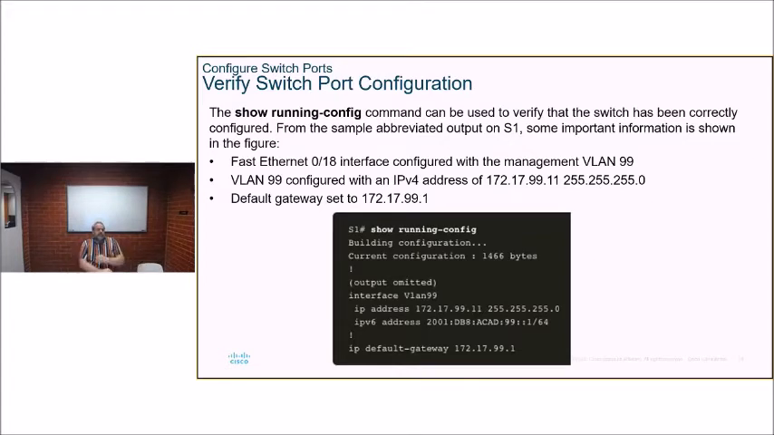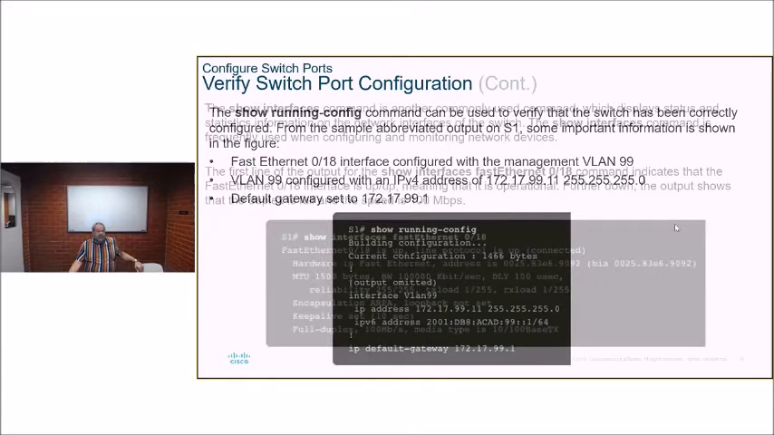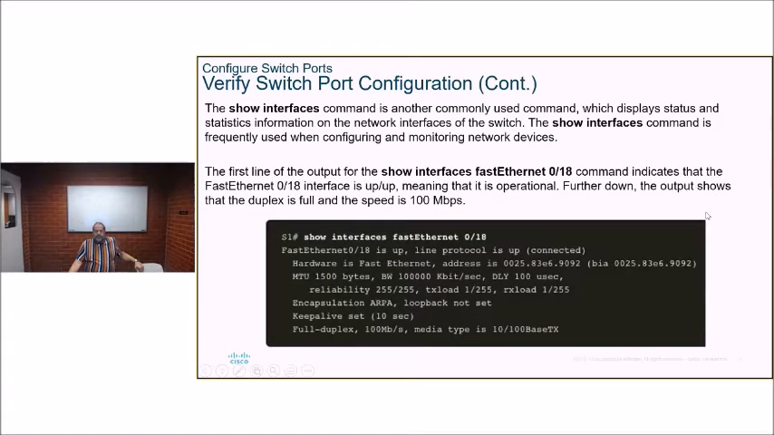Okay, so how do we verify switch port configuration? So show running-config. And so of course you can actually have a look through. Of course there's going to be lots of ports, because that's the whole point of switches. And so of course, apparently we've got FastEthernet 0/18 configured with management VLAN 99, and we've also got the switch virtual interface of VLAN 99 with an address, or two addresses, and then we've got a default gateway.